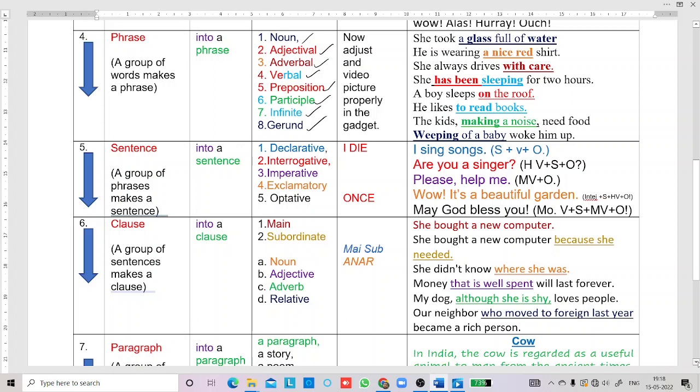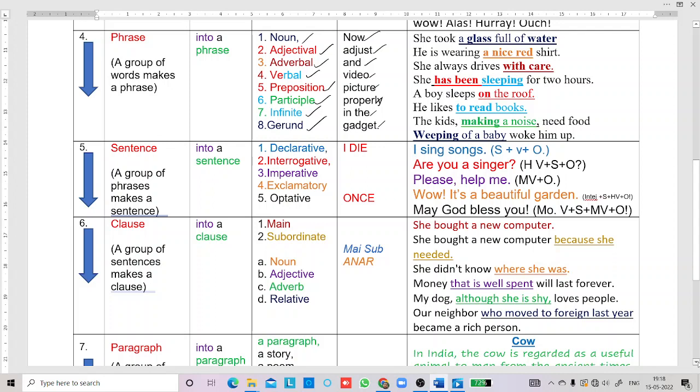Now adjust the video picture properly in the gadget. That is the easiest shortcut I could find.